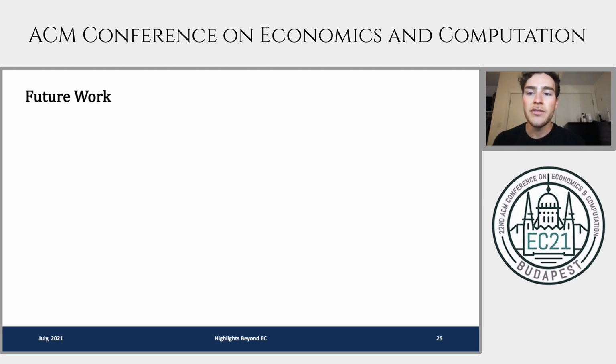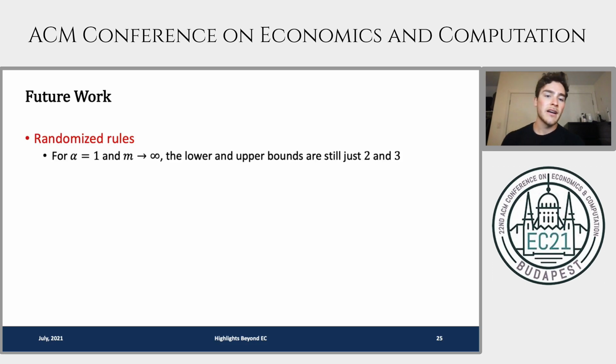Just to wrap up, we'll give you some possible directions for follow-up work. For alpha equals 1, and as the number of candidates grows large, the lower and upper bounds for randomized rules are still just 2 and 3. So there's still this gap, just like there had been for deterministic rules for a long time. I think this is a very interesting direction for the future, closing this gap and seeing if randomized rules truly can do better than their deterministic counterparts.